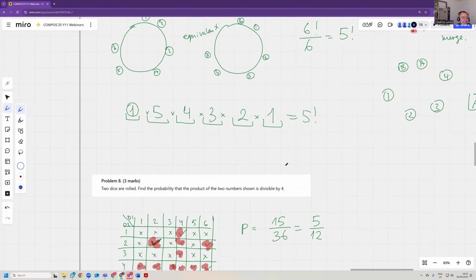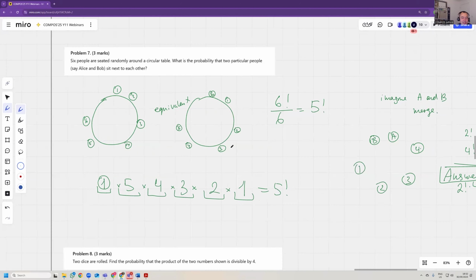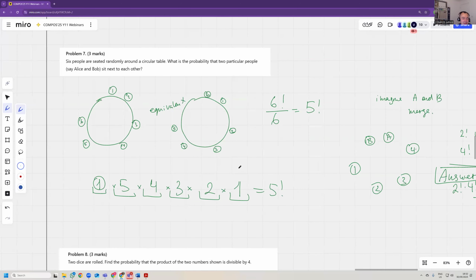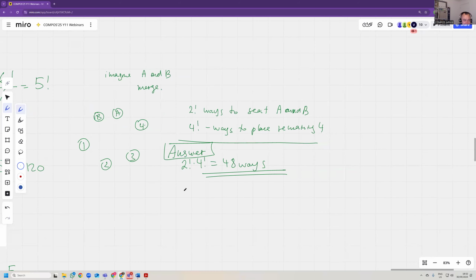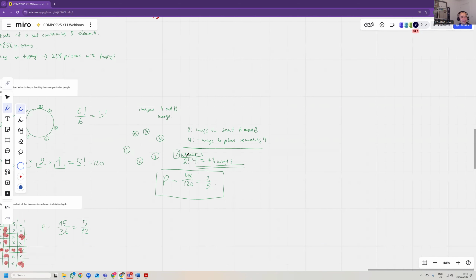Great. And oh, so the previous one, what's the probability? So there's 5 factorial ways, so that's 120, and 48 ways, so 48 divided by 120, which is 2/5. So the probability is 2/5. Right, perfect.